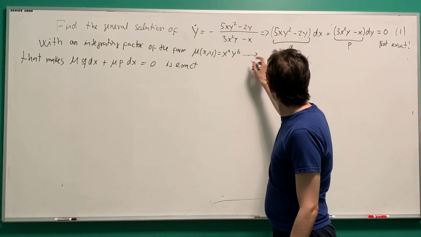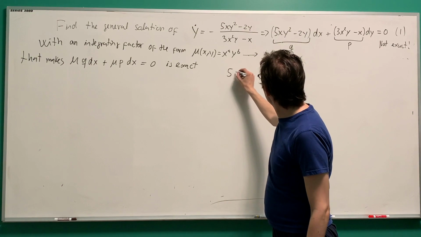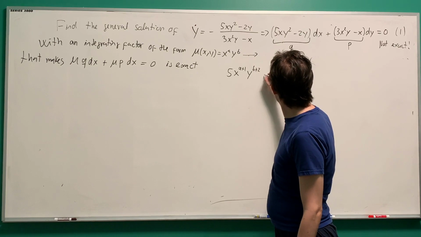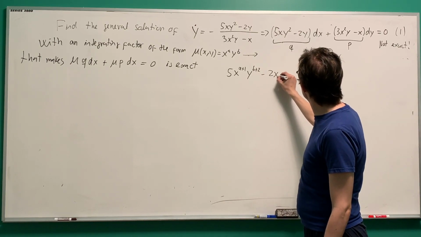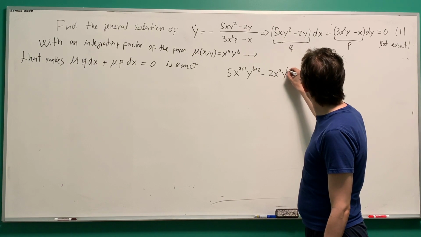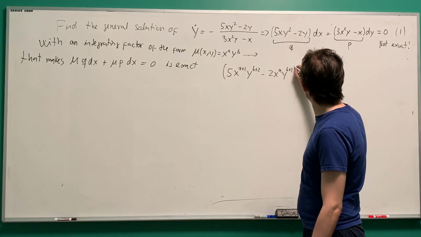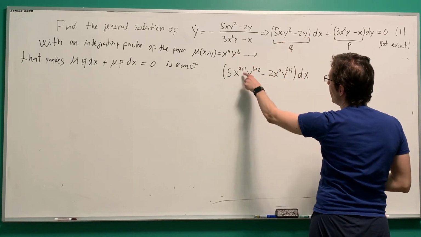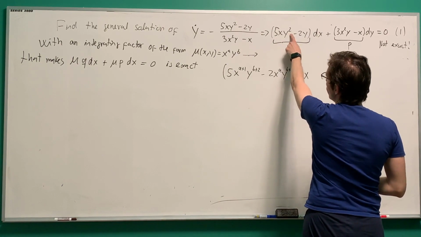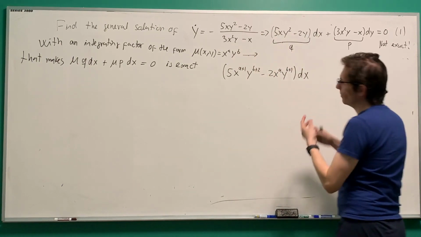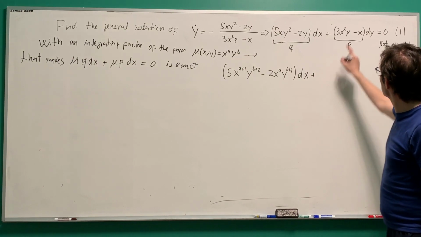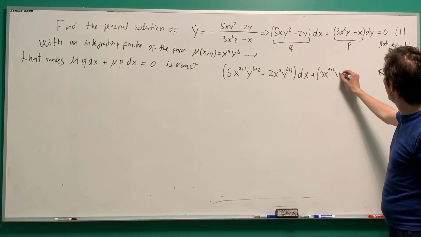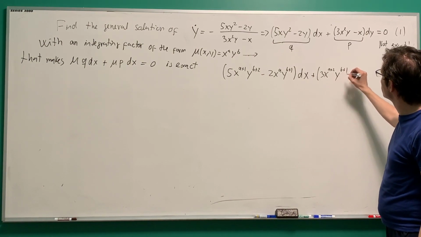So multiplied by this mu, we get for this factor 5x to the a plus 1, y to the b plus 2, minus 2x to the power a, y to the power of b plus 1, dx. See what I'm doing? I'm multiplying this thing by this. So x to the 1 times x to the a, x to the a plus 1. Y squared times y to the b, y to the b plus 2, and so on. That's what I'm doing. Plus, and then the other term will be 3x to the a plus 2, y to the b plus 1.